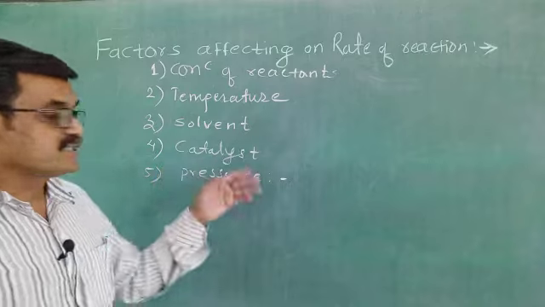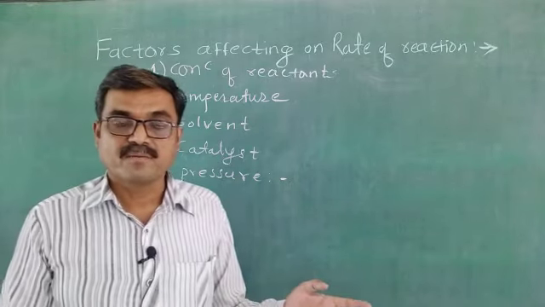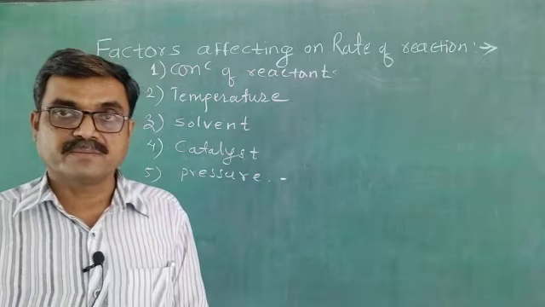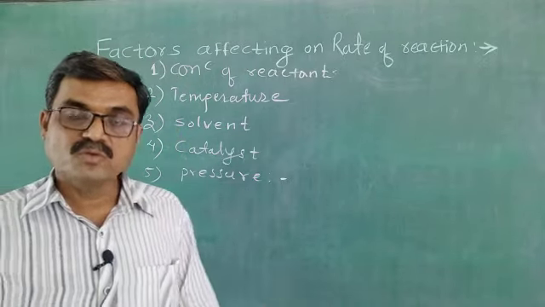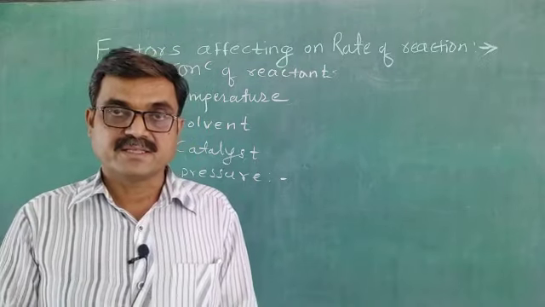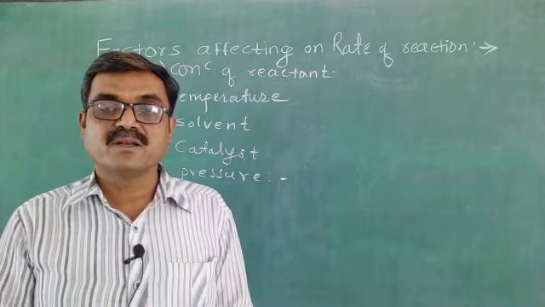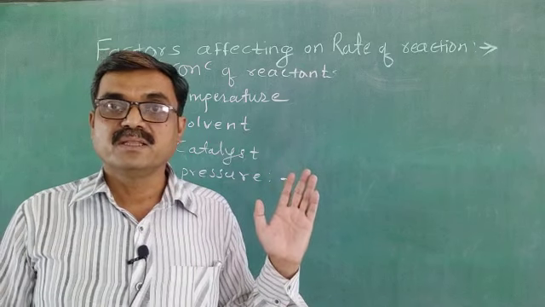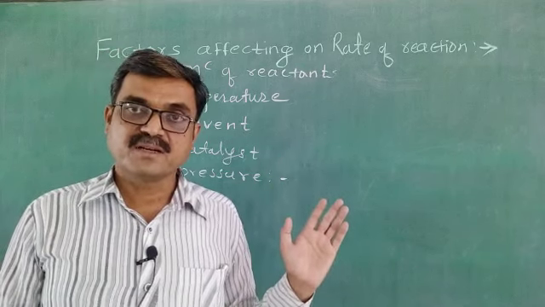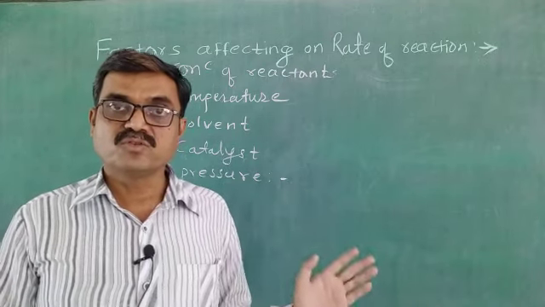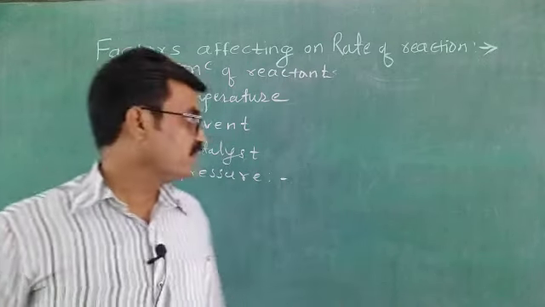Now next is catalyst. As you know, what is the role of the catalyst? To increase the rate of reaction. Means due to the use of a catalyst, the rate of reaction increases. We studied so many reactions, hydrogenation in the 12th standard or in first year. Okay, platinum, palladium catalyst we have used. You know, the catalyst increases the rate of reaction.